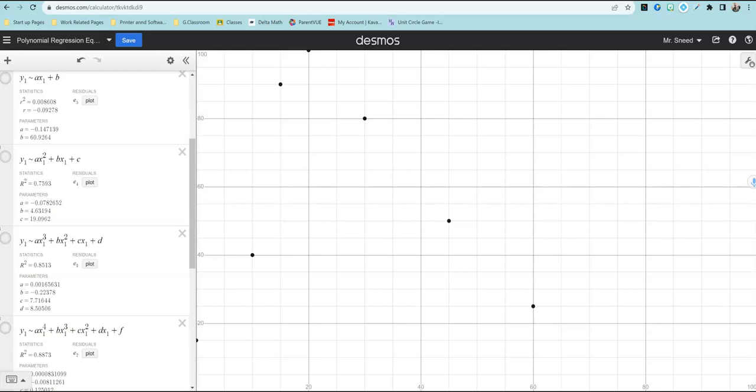So in the quadratic part here, you'll notice what a, b, and c are, and you'll see the r squared. R squared is equal to 0.7593. A is equal to negative 0.0782652. B is 4.63194, and C is 19.0962. We only need 3 decimal places, and we're going to use those to write our regression equation on our paper.